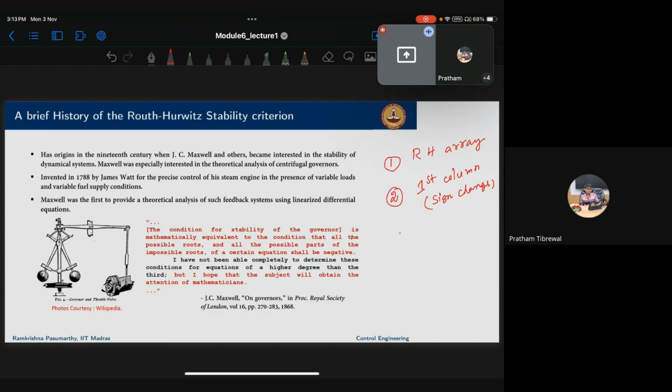Then we saw special case one, where if a zero exists in the first column, we replace that zero with epsilon and take the limit as epsilon tends to zero. Then special case two, when you have a row of all zeros, we take something called the auxiliary polynomial, then take the derivative, calculate the coefficients and continue the calculations. Is this clear?